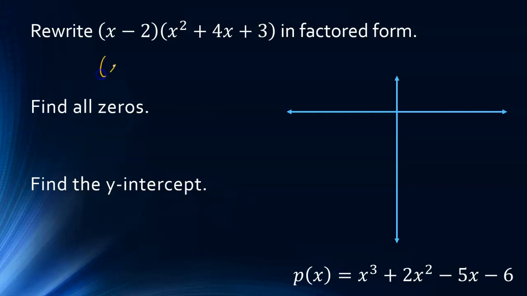Okay, we already have that. I decided to do it all at once, so I'm just going to rewrite this. So we had x plus 1 and x plus 3. All right. So now let's list out the zeros. The zeros would be 2, -1, and -3.